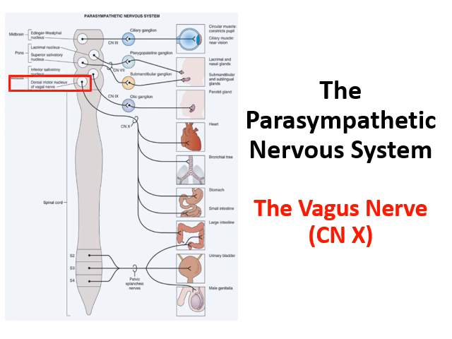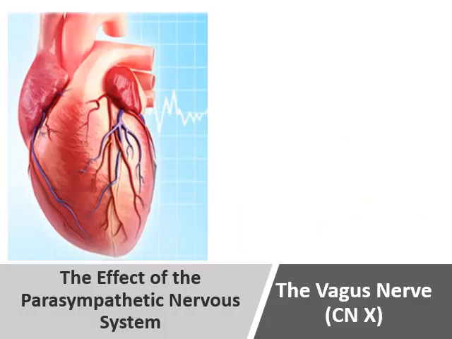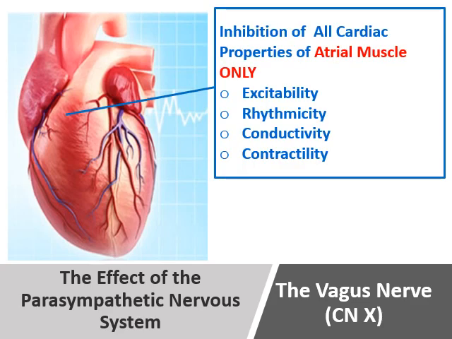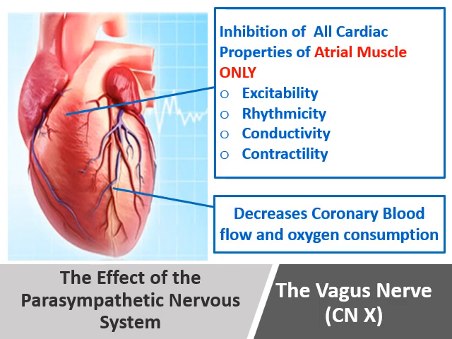They relay in terminal ganglia present in the wall of the effector organs to supply the heart, the lungs, the gastrointestinal tract, and the gallbladder. The effect of vagal stimulation on the heart includes inhibition of all cardiac properties of the atrial muscle only, as the vagus does not supply the ventricle. Inhibition of all cardiac properties means decrease in the excitability, rhythmicity, conductivity, and contractility. This is accompanied by decrease in the coronary blood flow and the oxygen consumption.